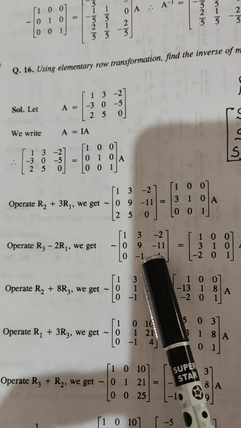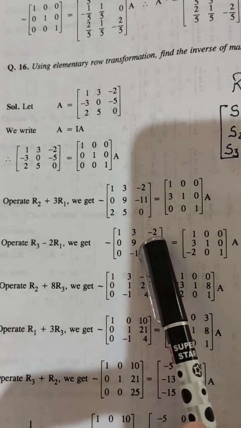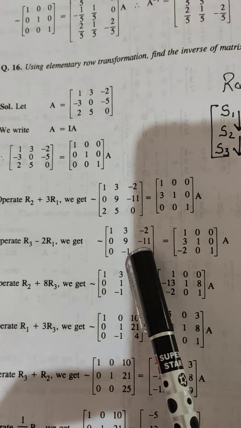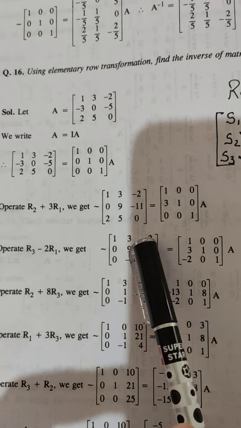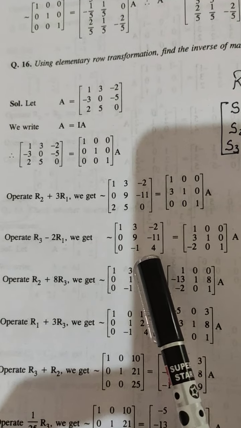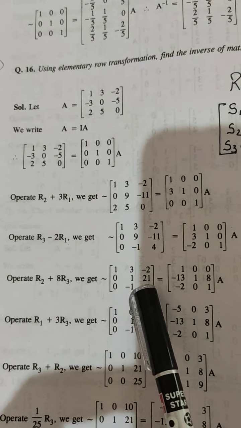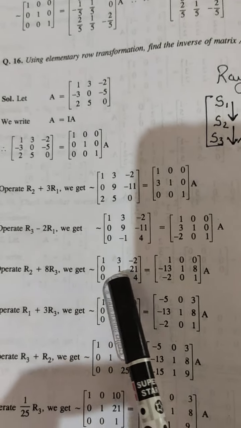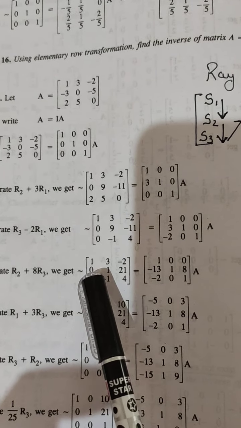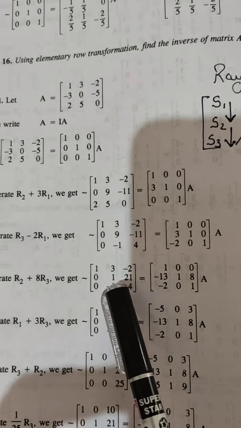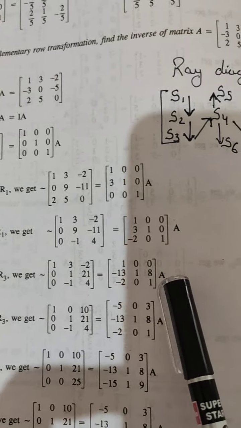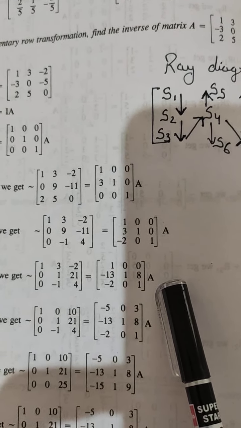So here 8R3, this is R3, which is at minus 1. When you multiply by 8 and subtract from this, 9 minus 8, what are you getting? 1. Apply the property. As you are applying the operations, you are getting 0, 1, 21. What operation you apply in LHS, same you apply in RHS.